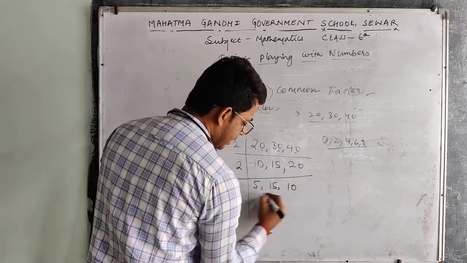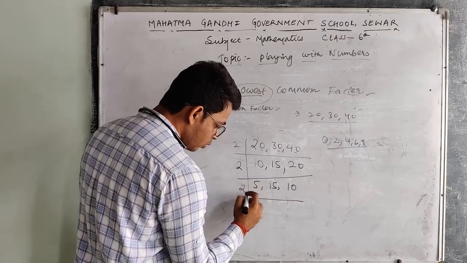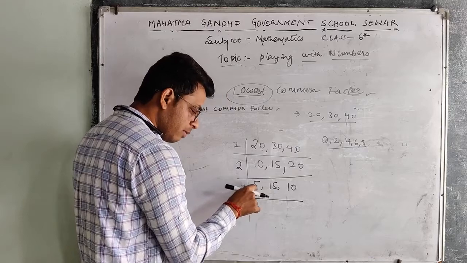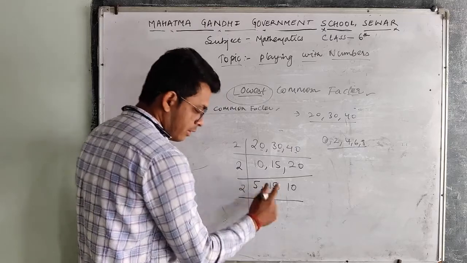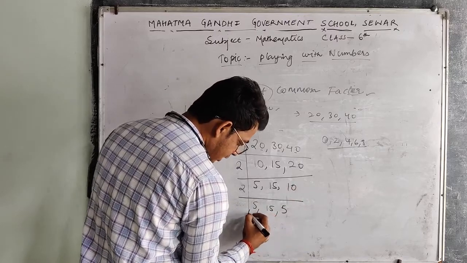It will be 10 times. Again, we have one number which will be divisible by 2. 5, because 5 is not divisible by 2, we will place 5 here. 15 is also not divisible by 2, but 10 is divisible by 2, that is 5.